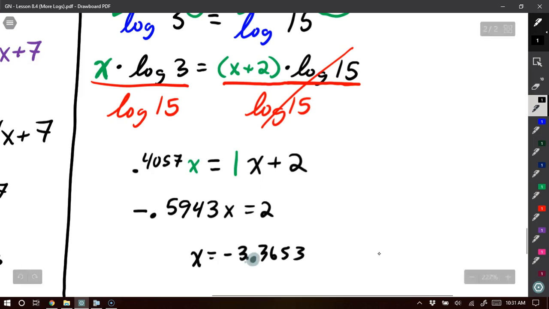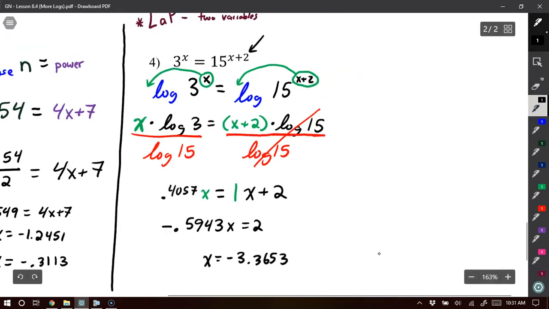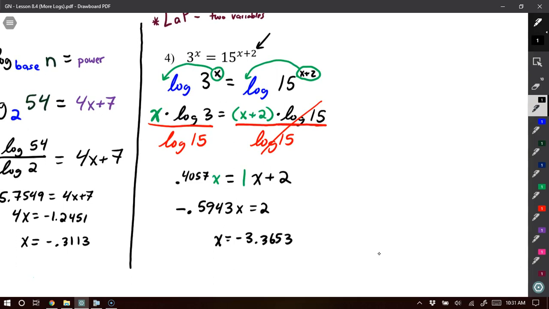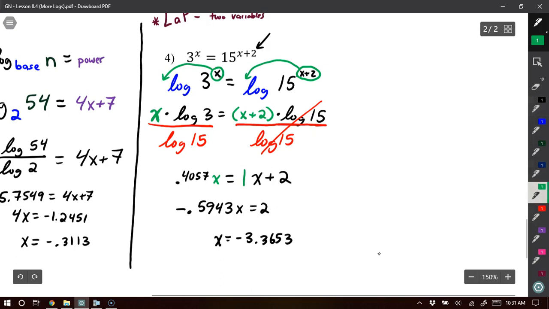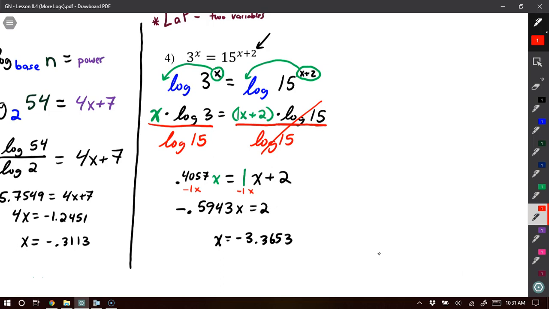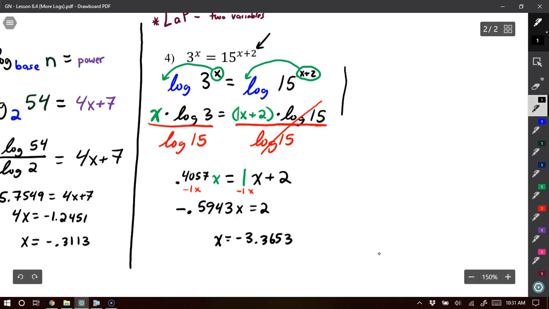So negative, and I'll fix the way this looks, negative 3.3653 on it. So it gets more complicated when you have two variables, no matter what, but the consistent way to do it is the log and power approach on it. So I inserted my coefficient of 1 to make it easier. That allowed me to see that I'm going to subtract 1 to get the x's on the same side to give me negative 0.5943. I could also do my change of base approach. Like I said, if I were being safe, I would use this approach on it.